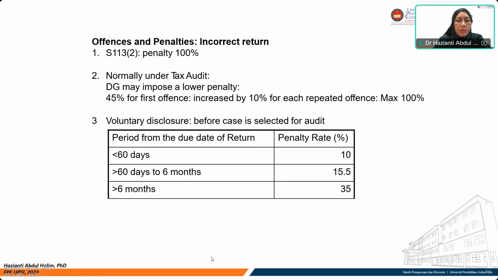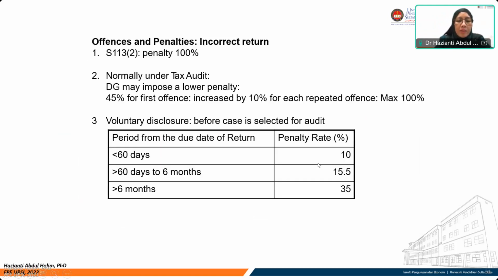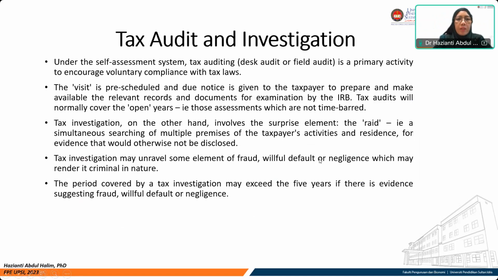As you can see here from the table, the longer you wait, the higher the penalty would be. So this is the penalty for voluntary disclosure. If you don't disclose at all, the penalty is higher, 300%. But if you remember that, oh, I have made some mistakes or some offences, then this is the table. The less time you take, the lower the penalty rate.